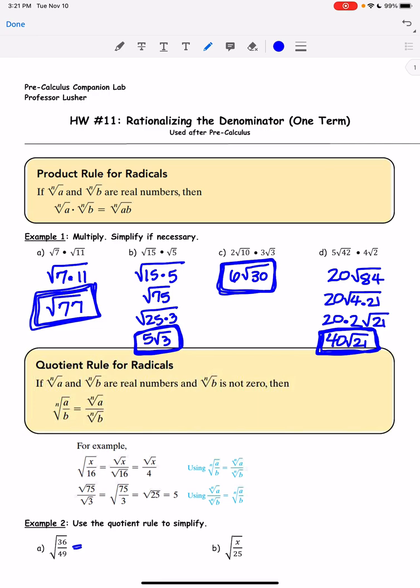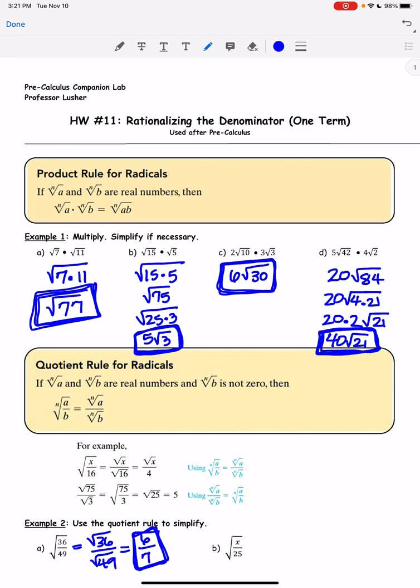So I don't know what the square root of 36 over 49 is, but I can split that up to the square root of 36 over the square root of 49. The square root of 36 is 6. The square root of 49 is 7. And then that is fully simplified.